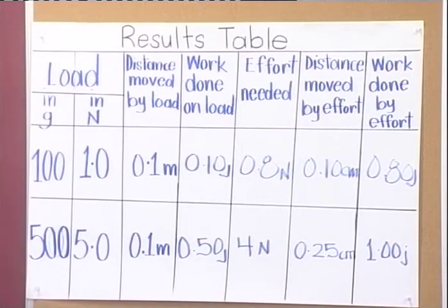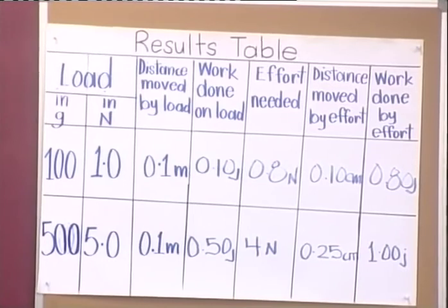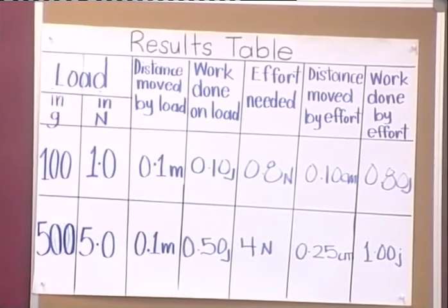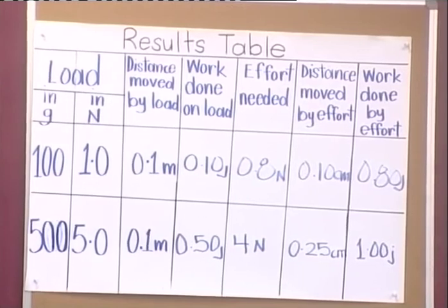Very good, thank you. Let's have Jennifer tell us how they got work done by the effort. We multiplied the 4 newtons by the 0.25 meters, and we got 1.00 joules for our answer. Okay, thank you, Jennifer and Shane.